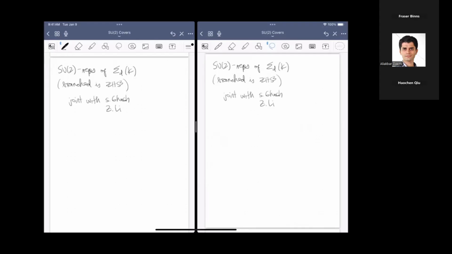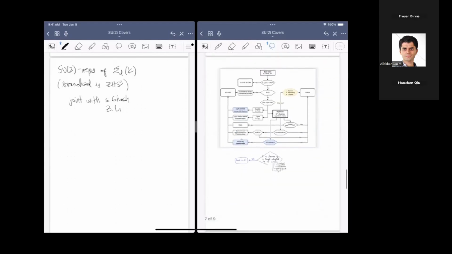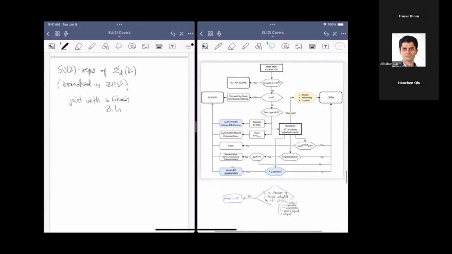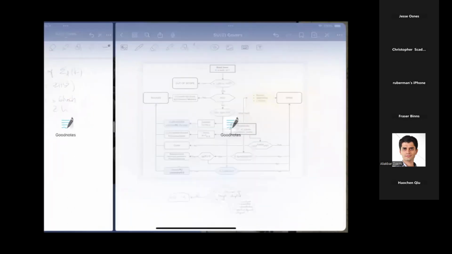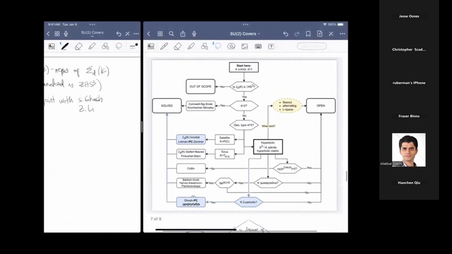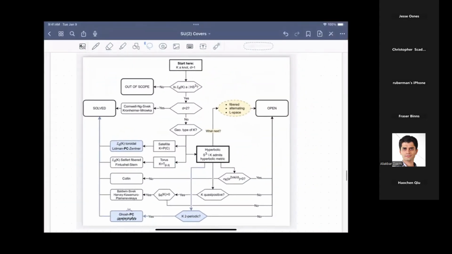And so let me show you this chart that I made. Is that big enough, or should I make it bigger? Make it bigger. Yeah. Is this better? Better. How about this? Perfect.